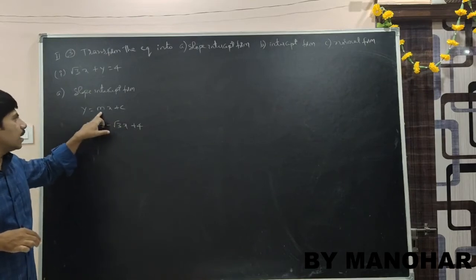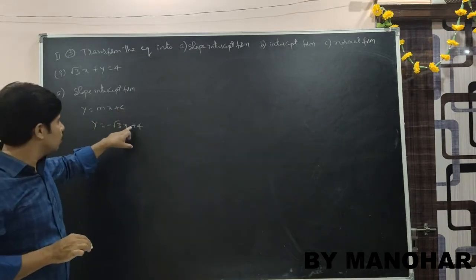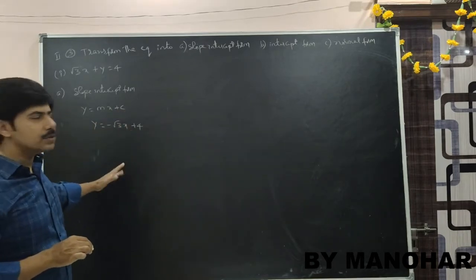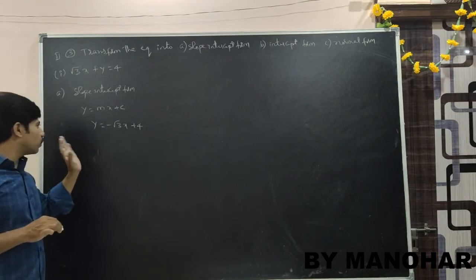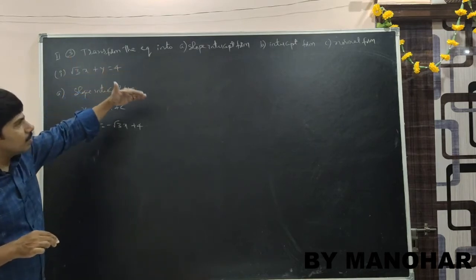Here what is m? Minus root 3. And what is the c called? Y intercept. Y intercept is nothing but 4. Okay, no need to mention those, but we just have to write in the form of y is equal to mx plus c. So we wrote. So slope intercept form is completed.